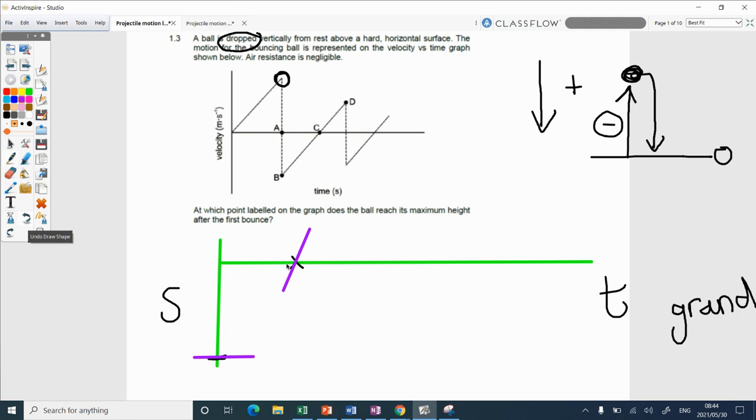Yeah, when the velocity is 0, because the gradient of your displacement-time graph must give you your velocity. Remember those graph things. The displacement-time gradient gives you velocity. The velocity-time graph gradient gives you acceleration. You guys are fine with that?